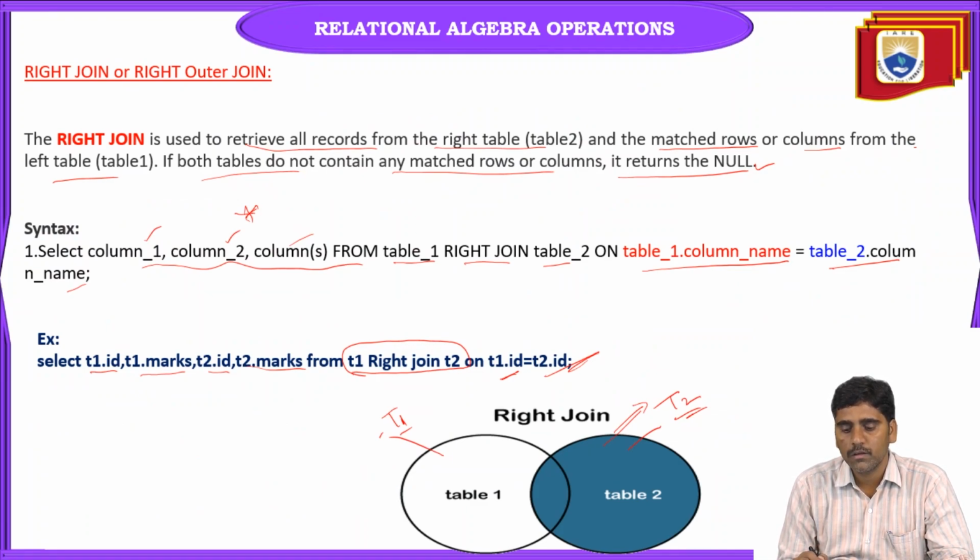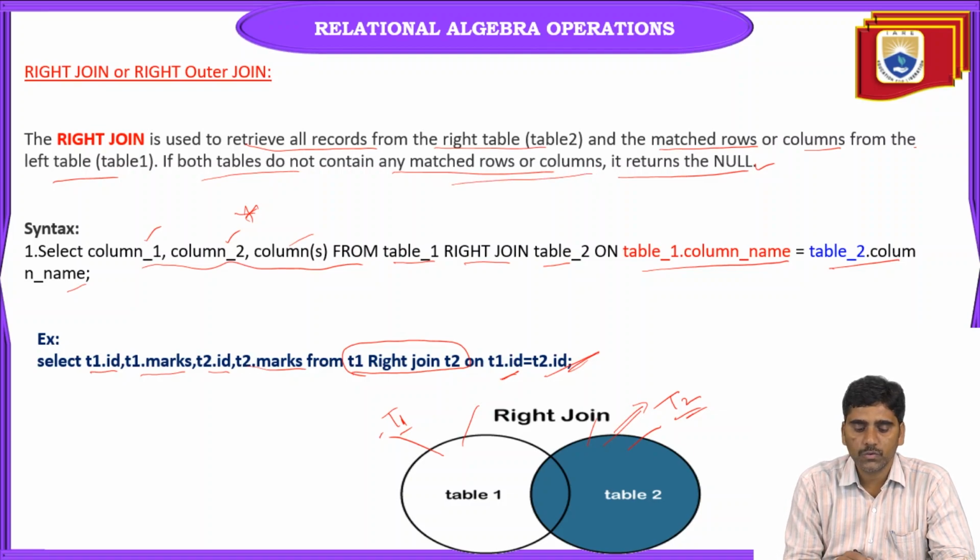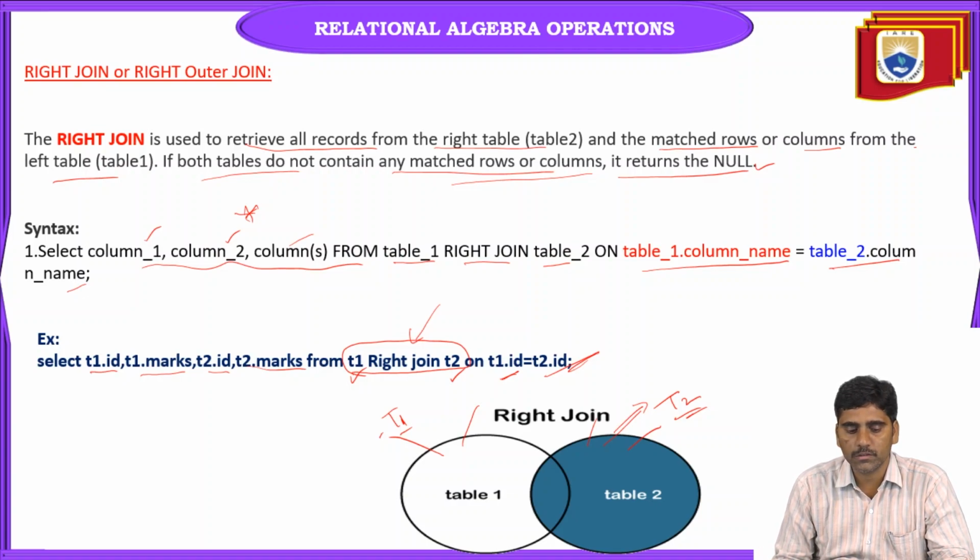Right join is used to retrieve all records from the right table and the matched records from the two tables, table 1 and table 2. If it does not contain any matched rows or columns, it returns null. Here you need to specify the type of join on both the T1 and T2 tables.